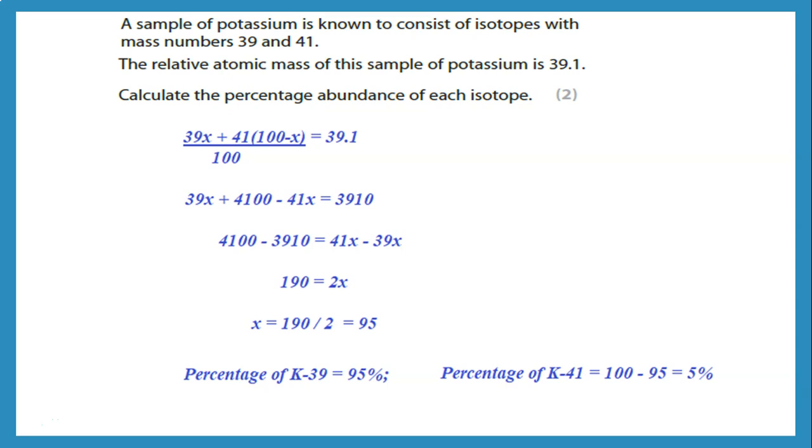So pay attention to this. This is putting the question the other way around. Instead of giving you the percentage abundance and asking for the relative atomic mass, he's doing the opposite, so you have to know how to do this.